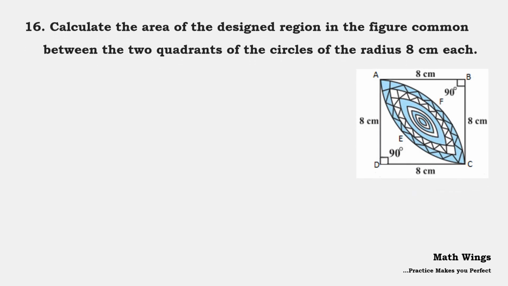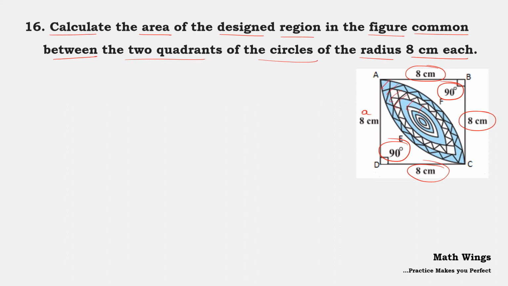So here is the last question of this exercise. What we have here? We have to calculate the area of the designed region in the figure which is common between two quadrants of the circles with radius 8 cm each. Observe here that we have a square with sides 8 cm, as well as a quadrant with a central angle 90°, and we have to find the area of the shaded region here.